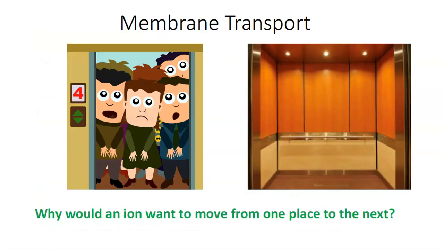So as we think about membranes and transport, we have to ask ourselves, why would an ion want to move from one place to the next? Why is it actually moving around? A great example is an elevator. Especially now, you jump on an elevator. Would you rather go in the elevator on the left that has tons of people there, or the elevator on the right? Most people would pick the elevator on the right because of what? It has a lot more space, right? This is exactly how membranes are going to be moving. They're going to tend to move from places that are concentrated to places that are less concentrated.